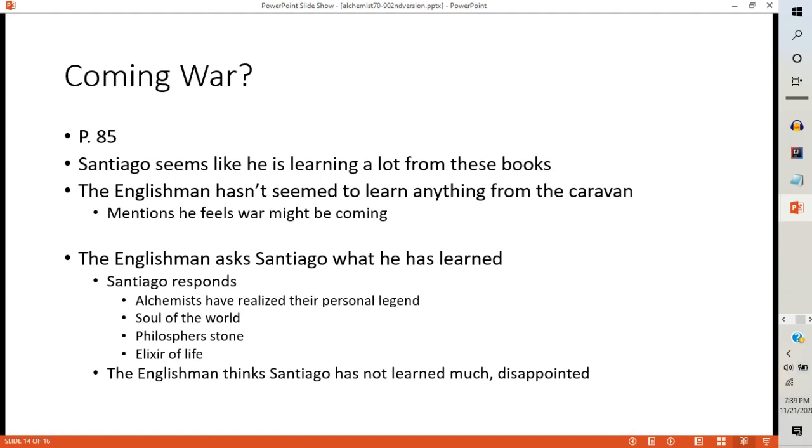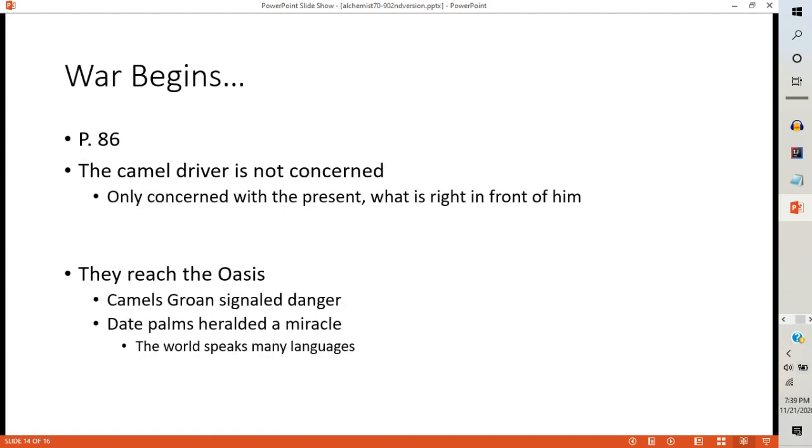But he says, "Go back to watching the caravan. That didn't teach me anything either." And here Santiago, instead of getting angry with the Englishman, says, "Everyone has his or her own way of learning things. His way isn't the same as mine, nor mine his, but we're both in search of our personal legends, and I respect him for that."